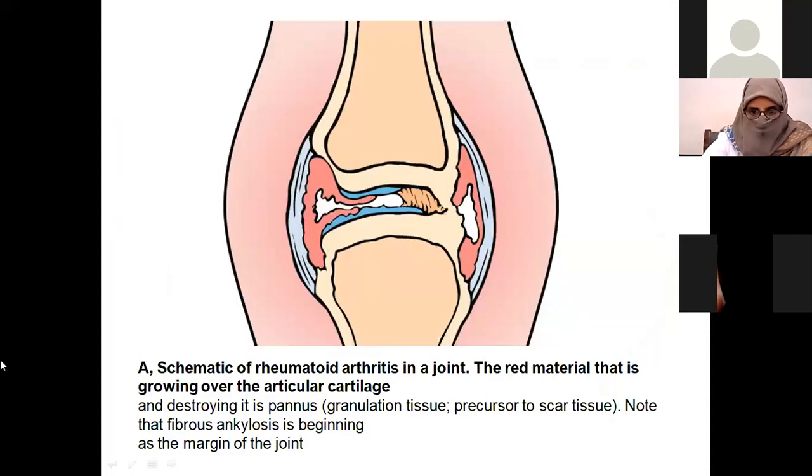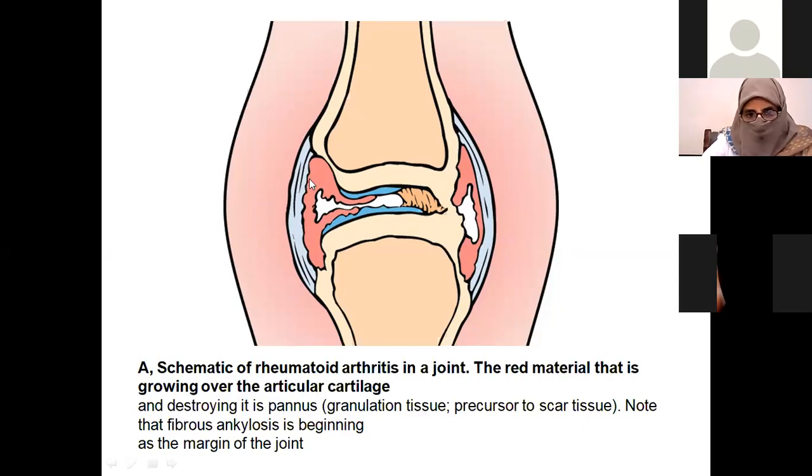So this figure is from Robbins. This is the schematic representation of rheumatoid arthritis in the joint. The red material that is growing over the articular cartilage. Okay, here this is the bone. This is the capsule of the joint, and over here is the synovial membrane. This is the synovial membrane. Now what has happened? There is collection of lot of blood, lot of fluid over here. Okay, this red area is representing the collection of fluid.